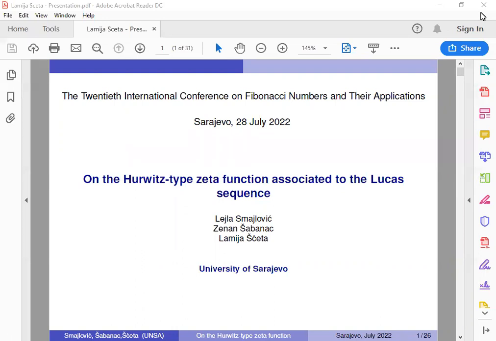In our work, we studied the zeta function and the Hurwitz-type zeta function associated to the Lucas sequence. We derived the asymptotic expansion of the zeta function in order to obtain the meromorphic continuation of the Hurwitz-type zeta function.